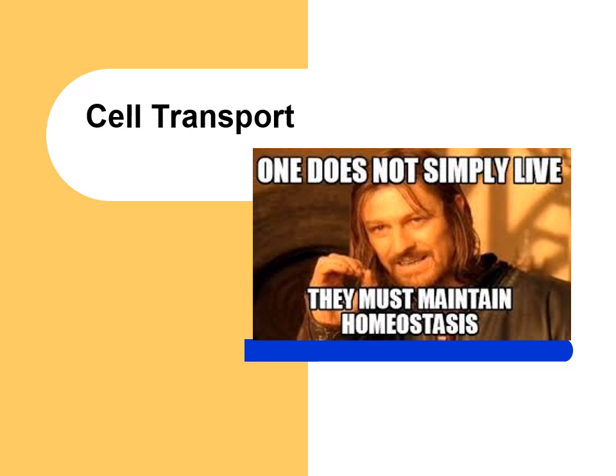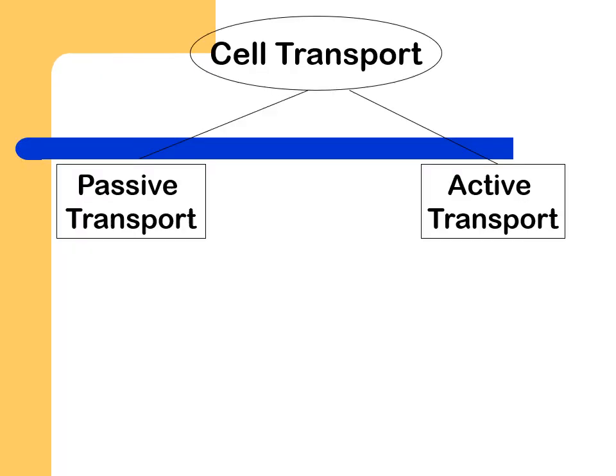Hi guys, today we're going to learn about how things move in and out of the cell. There are two main categories of cell transport. Today we're going to talk about passive transport and later we will talk about active transport.